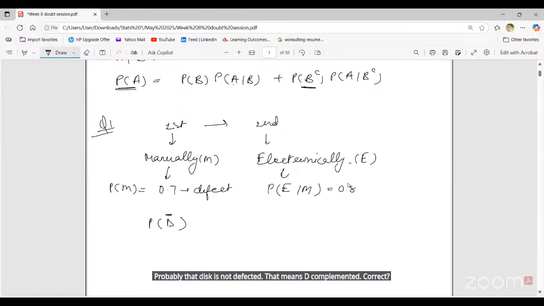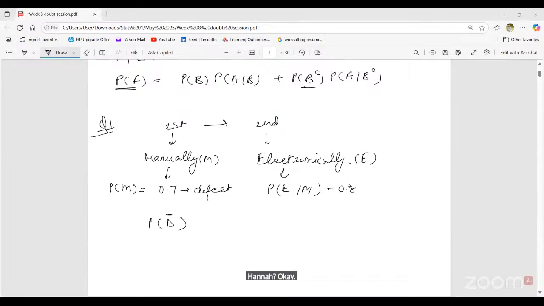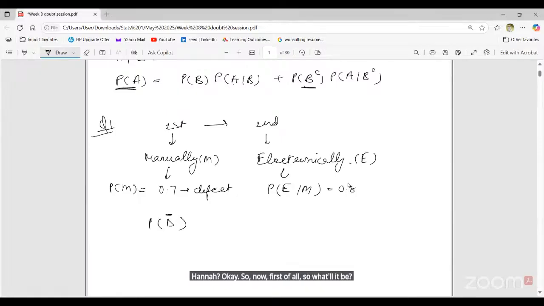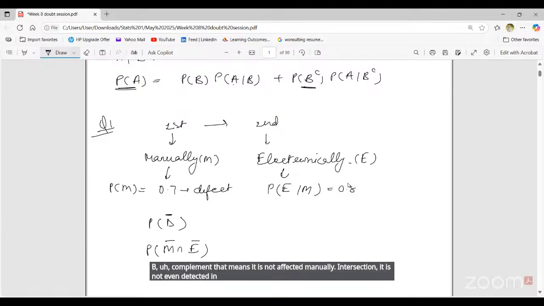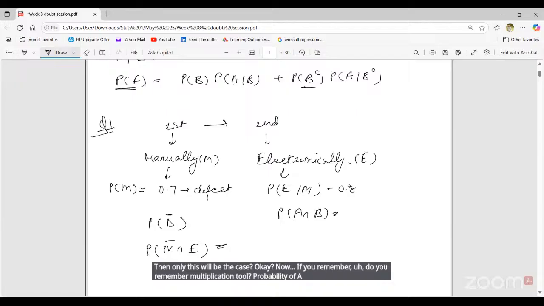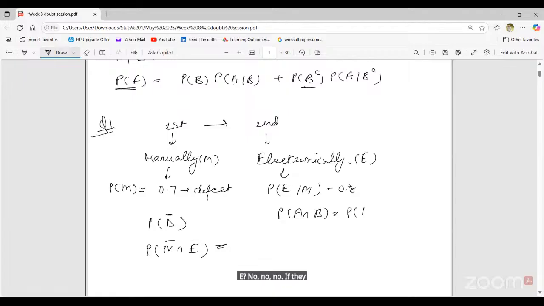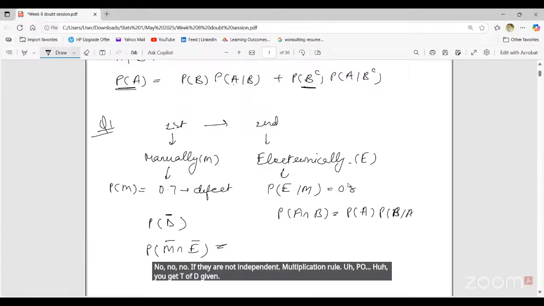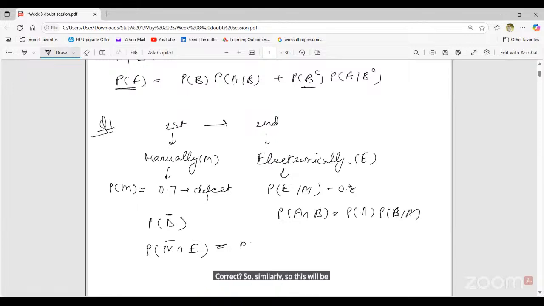So first of all, D complement means it is not detected manually, intersection, it is not detected electronically. Then only this will be the case. Now do you remember the multiplication rule? Probability of A intersection B is P of A into P of B if independent. If not independent, it is P of A into P of B given A. So similarly, this will be probability of M complement into probability of E complement given M complement. So what is my M complement?